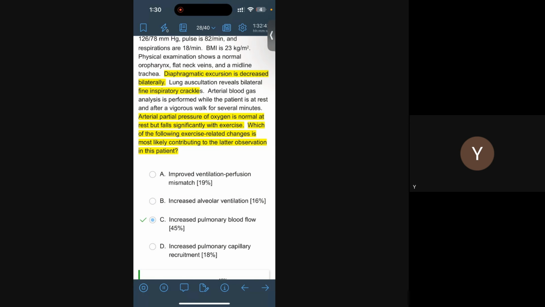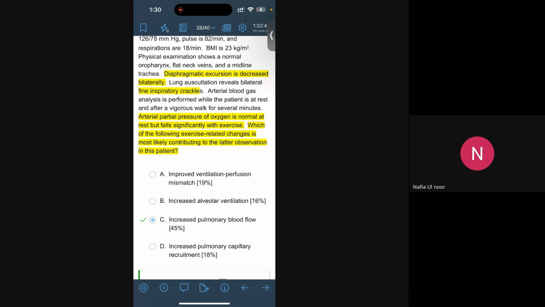But if this was a normal patient without fibrosis, the VQ would have approached 1 because of the exercise. In normal people, it will not be a bigger issue, because they do not have fibrosis. In normal people, it will not cause a decrease in oxygenation.